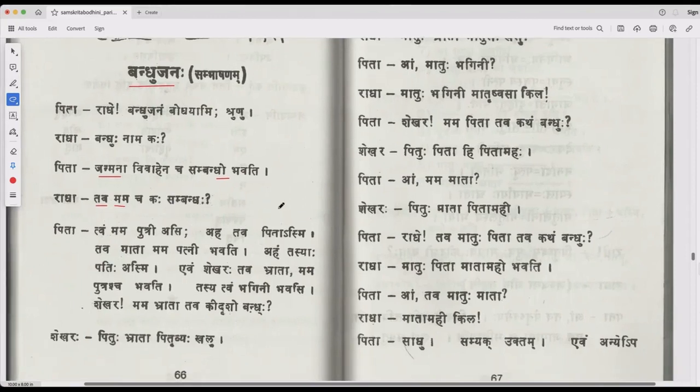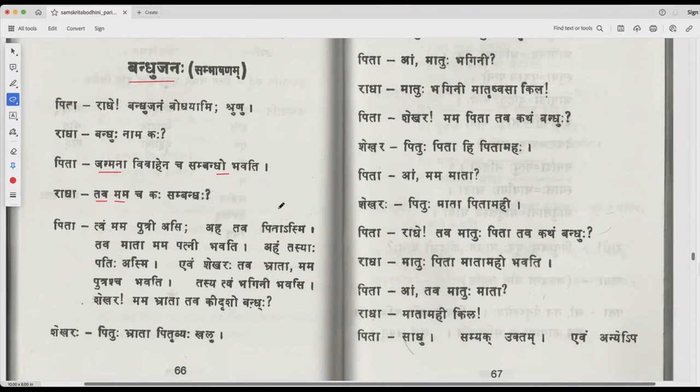So, in English, it doesn't translate properly, right? Yeah, it does, in the sense of what a relation exists between you and me. So, that's what I'm trying to say, that between is in sixth case, is expressive of sixth case. Okay.